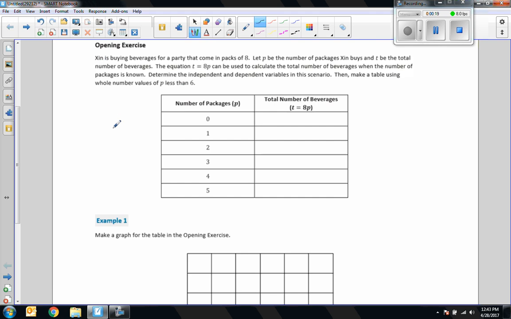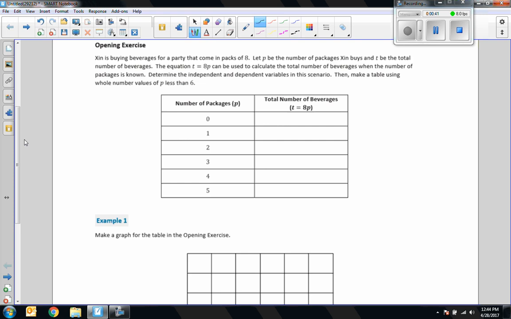Ian is buying beverages for a party that comes in packs of 8. Let P be the number of packs Ian buys and T be the total number of beverages. The equation T equals 8P can be used to calculate the total number of beverages when the number of packages is known. Determine the independent and dependent variables in this scenario, then make a table using whole number values of P less than 6.